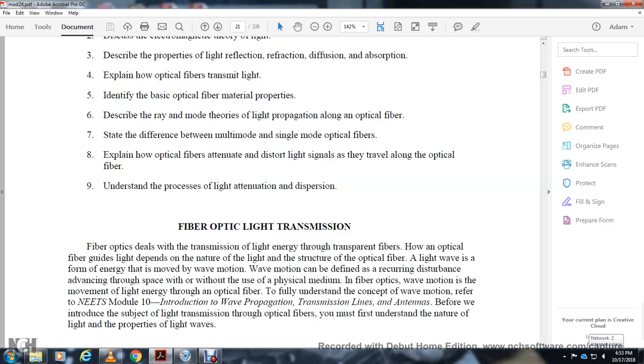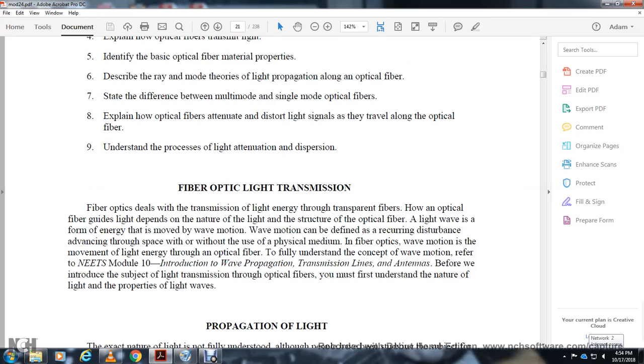To fully understand the concept of wave motion, refer to the Neets Module 10, Introduction to Wave Propagation, Transmission Lines, and Antennas. Before we introduce some of the subject of light transmission for optical fibers, let's further understand the nature of light and the properties of light waves.